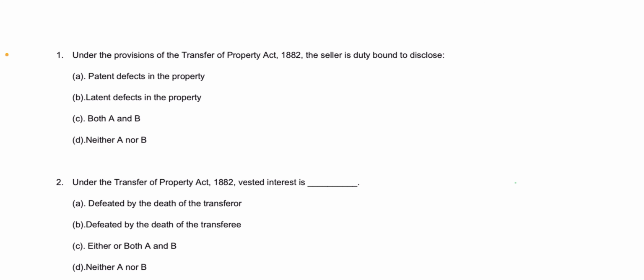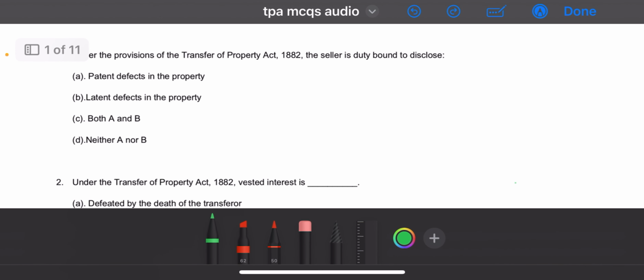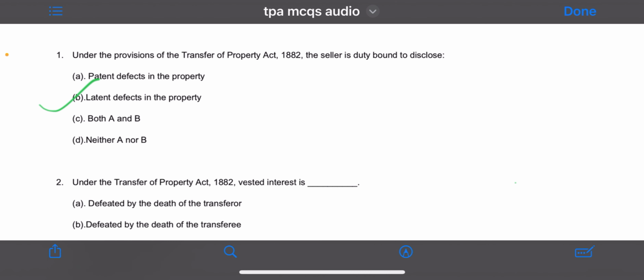So let's begin. The first question is, under the provisions of the Transfer of Property Act 1882, the seller is duty bound to disclose. The options are A. Patent defects in the property, B. Latent defects in the property, C. Both A and B, D. Neither A nor B. So the correct answer of this question is B, which is latent defects in the property.